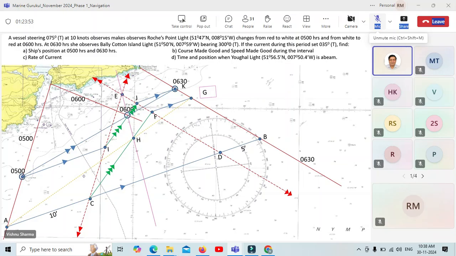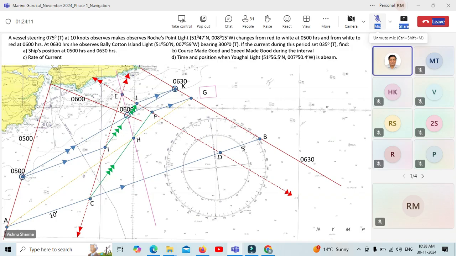Now let's look at the question. Looking at the plot, can you answer part A of the question? Ship's position at 5 and 6:30, guys. You will give the lat long of the 5 o'clock fix and 6:30 fix. That is part 1 of the question. Part B.